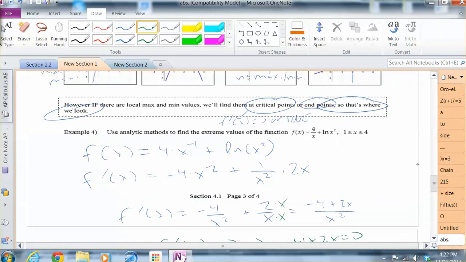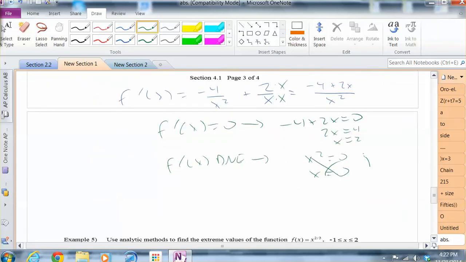However, we're told that we want to do this from 1 to 4, to find the extreme values from 1 to 4. So we can just ignore this, because that's not in our range, or our domain that we're looking for. But this definitely is. So then what I do is I'll look at the endpoints and look at the critical point and see what the y values we get.